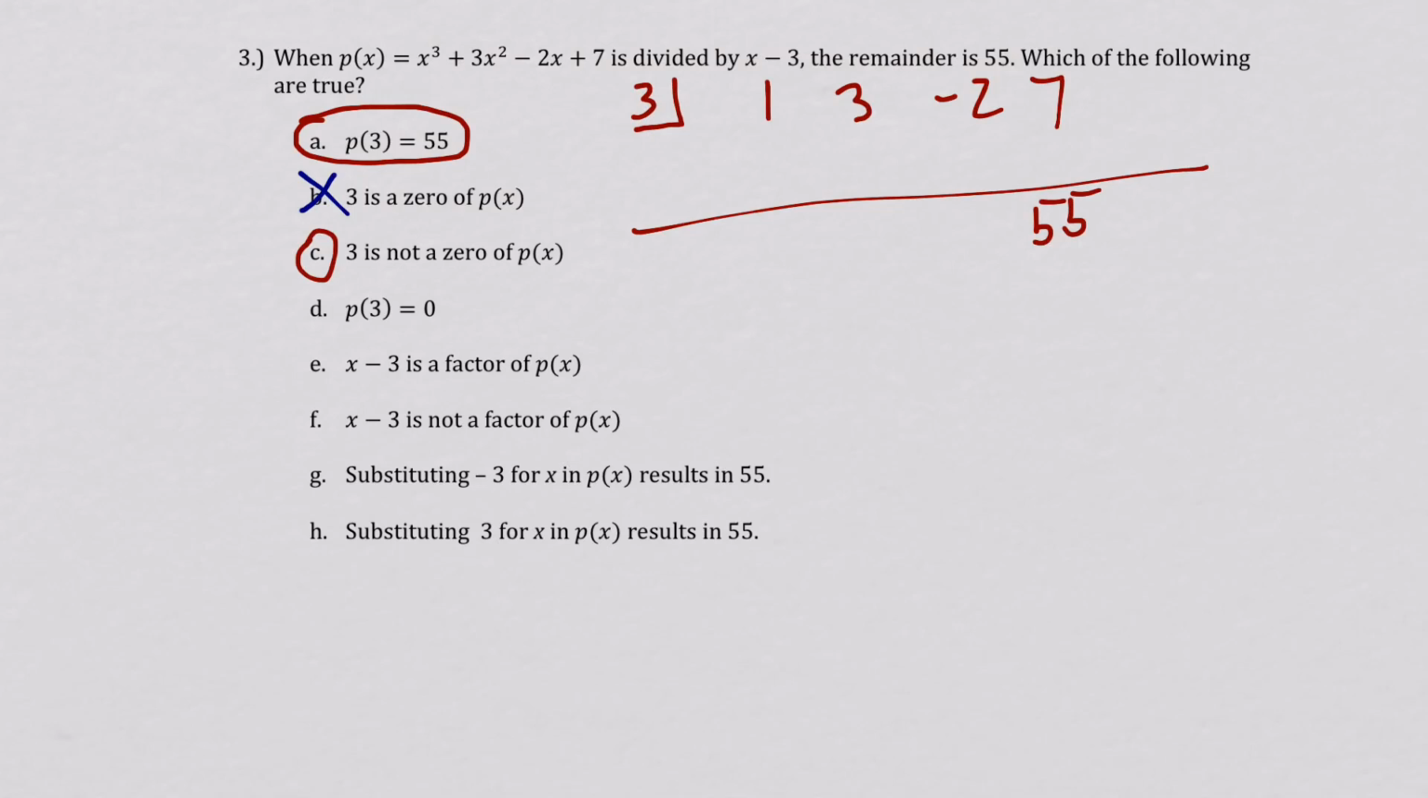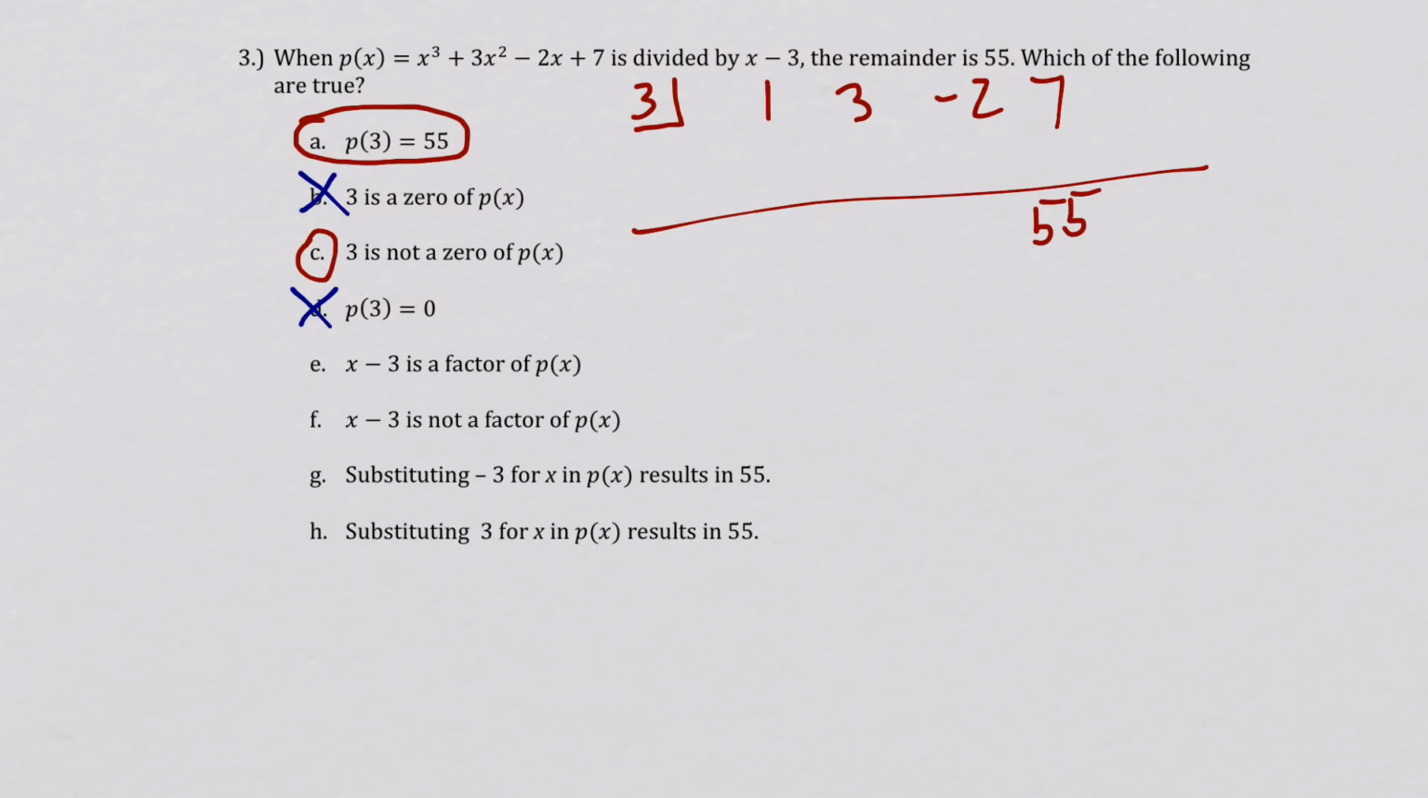Part D. P of 3 is 0. Right? That's the same idea as here. When I plug in 3, I get 55. Well, this is a contradiction. If I plug in 3, how can I get 0 if I already said that when I plug in 3, I get 55? This one is not true. It's impossible. Right? Basically, B and D are the same thing. 3 is a 0 means that when you plug in 3, you get 0. Neither of those are true. When you plug in 3, you get 55, not 0.